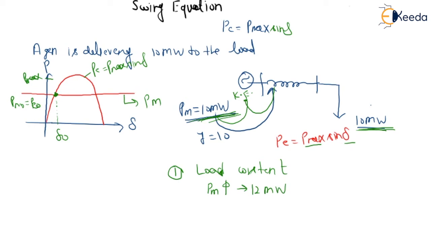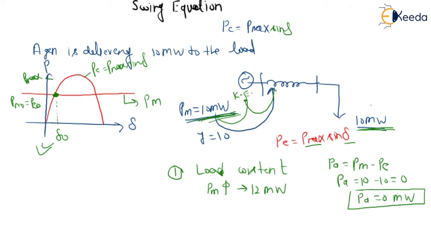So now we are taking the help of the swing equation. See guys, here PA is equal to PM minus PE. Before the disturbance, our generator was operating here in this diagram. So PM naught is equal to PE naught. So before, PA was 10 minus 10 is equal to 0 megawatt. PA equal to 0 megawatt means the rotor has no accelerating power and no decelerating power. It is running at smooth constant speed.